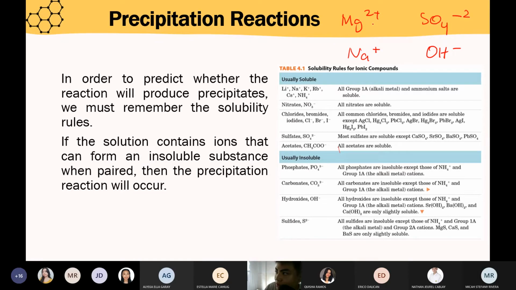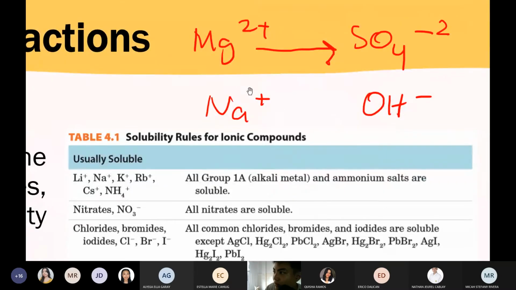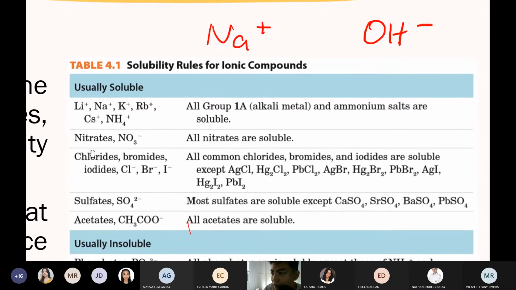Okay, so i-match ko ito, pati ito. Tignan natin kung may precipitate ma-form. Okay? Let's check if we can form a precipitate. Magnesium and sulfate. O, tingin tayo dito. Basahin natin ano yung merong rule. Ito, sulfate.